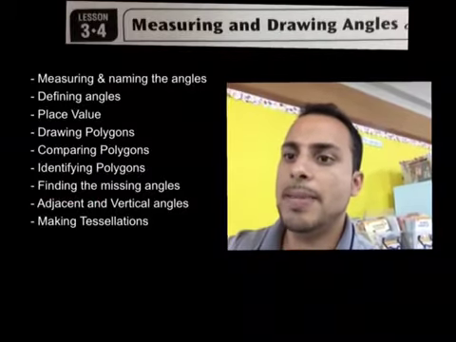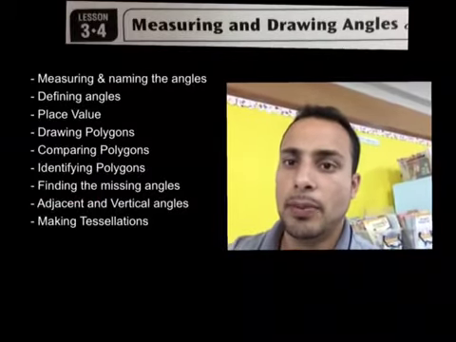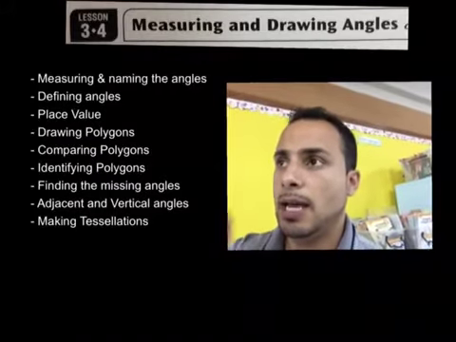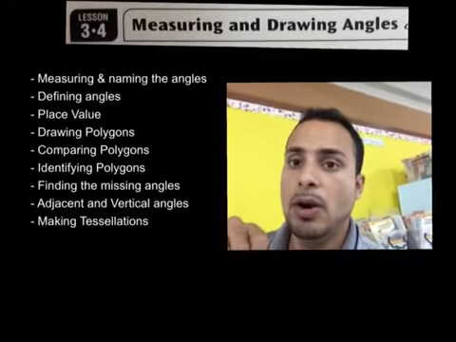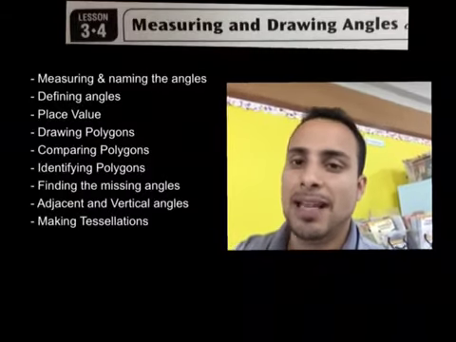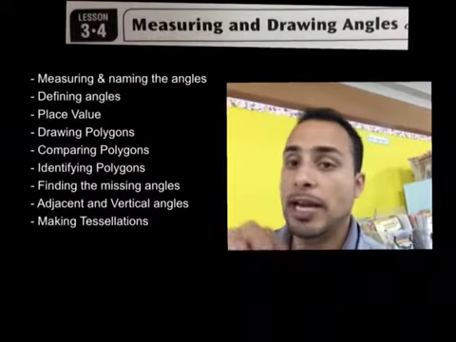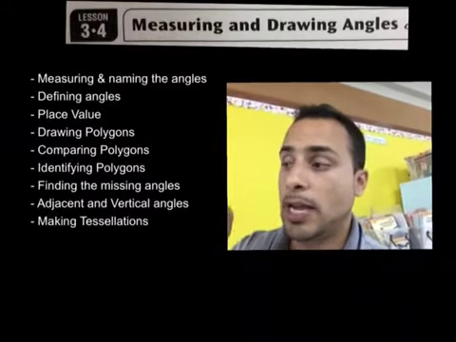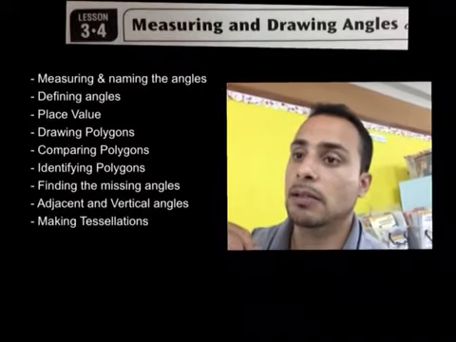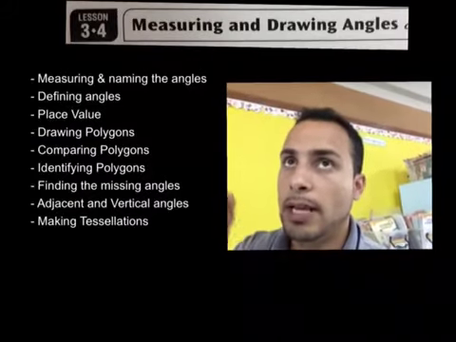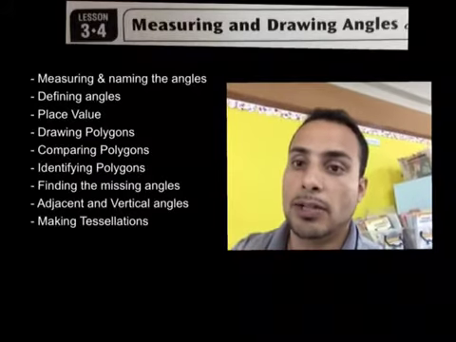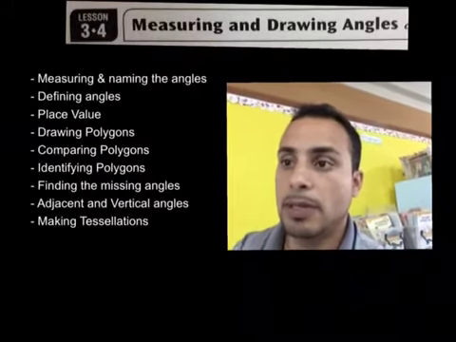Finding the missing angles. Remember that a full circle has to be 360 and a straight is only 180. By knowing that, you can find the missing angle you might be given in a triangle. If you have an equilateral triangle and you have 60 and 60, there's going to be one angle missing. Add it up to 180. 60 plus 60 is 120. You need another 60 for 180, so that would be the missing angle.